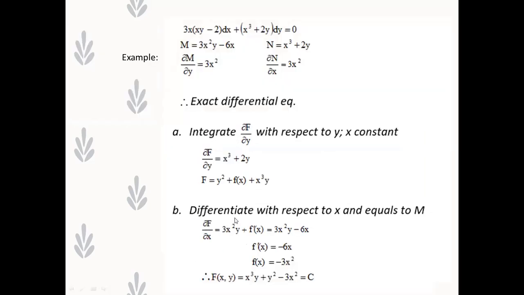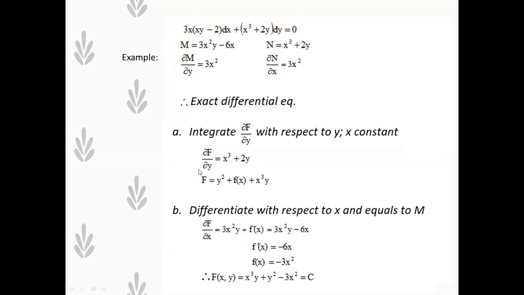Okay, so this one will illustrate method 3. This is the same, the original DE I gave in method 2. So we tested with exactness. This is exact. But this time we will use N, which is the partial derivative of f with respect to y. So this is it.